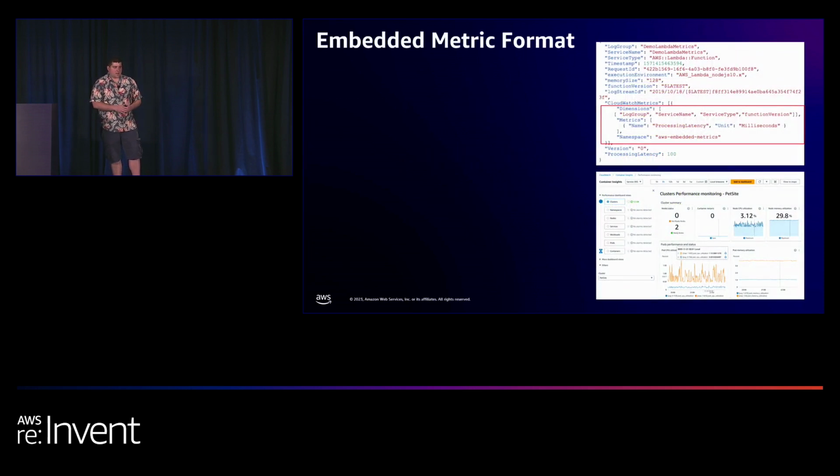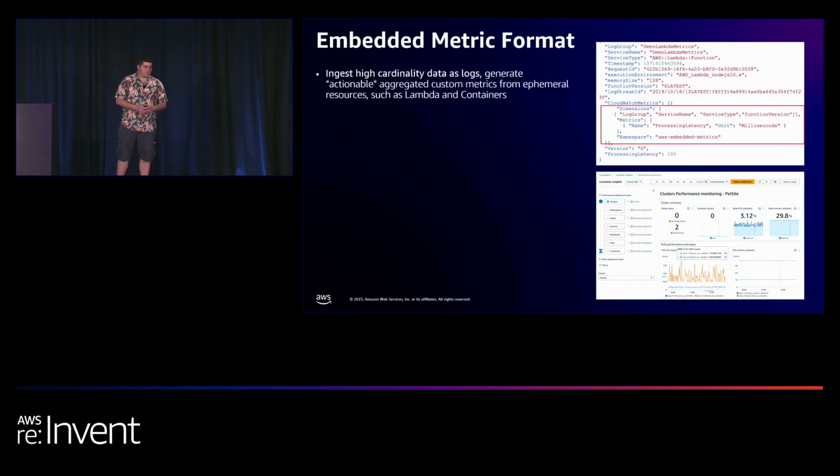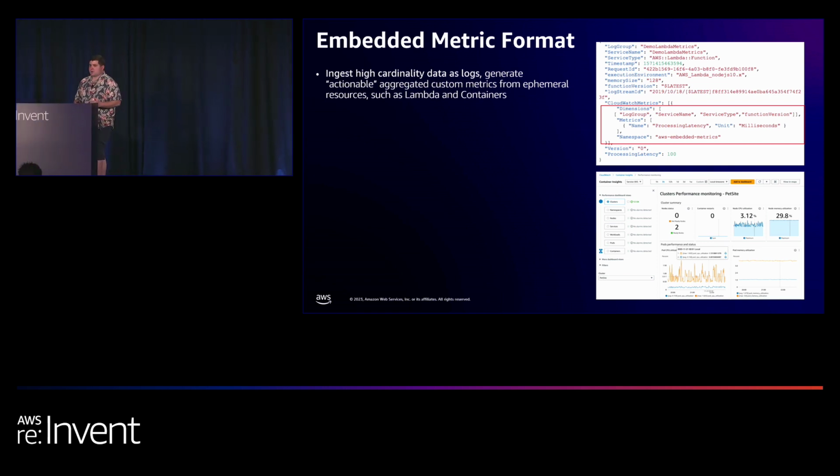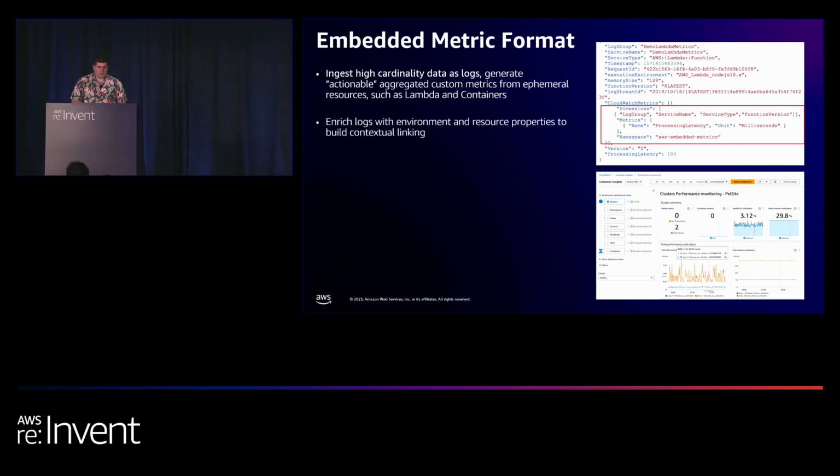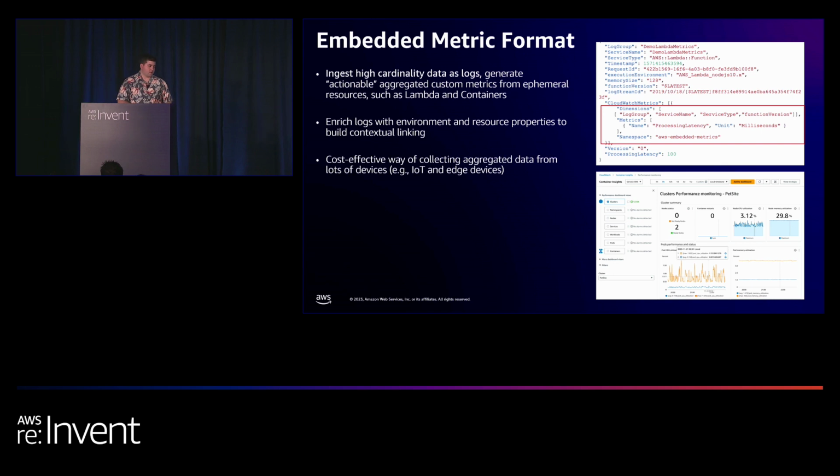So first we're going to cover EMF, or embedded metric format. This allows you to ingest high cardinality data as logs. So essentially, we're ingesting metric data as logs. And this is really helpful for being able to enrich our metric data with logs, with resource environment information. It's a cost-effective way to collect telemetry info from a very disparate number of resources. So think something like connected cars or car charging stations. You can ingest that as a log and then have that as a metric.